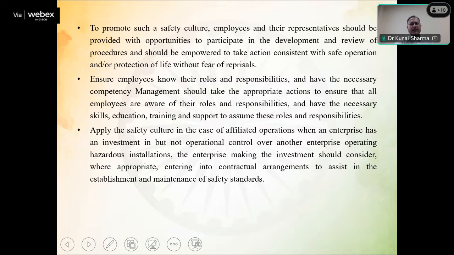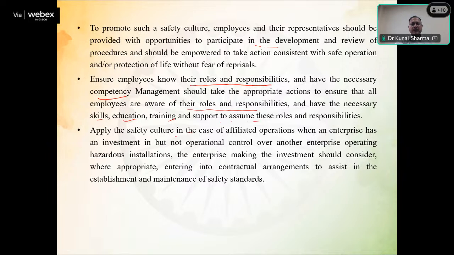To promote safety cultures, employees should be provided with opportunities to participate in development and review procedures. Ensure employees know their roles and responsibilities and have necessary competency. Management should take appropriate actions to ensure that employees are aware of their roles and responsibilities and have necessary skills, education, training, and support to assume their roles and responsibilities.